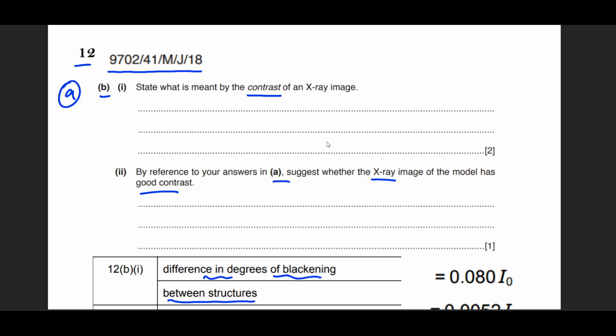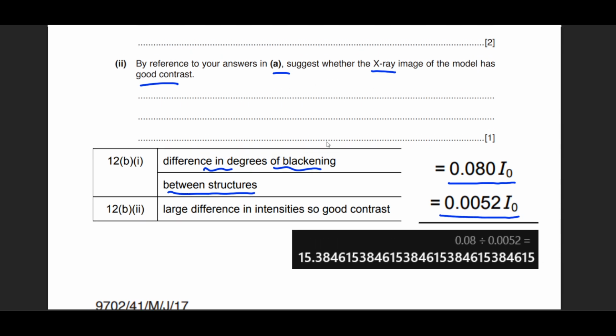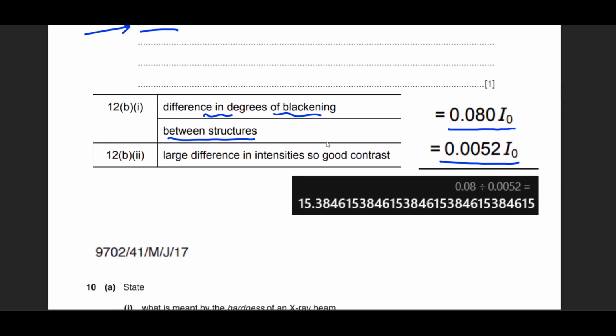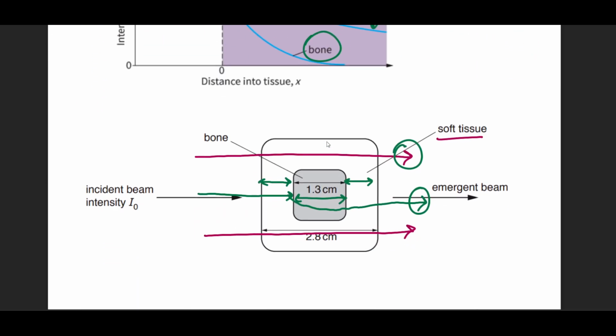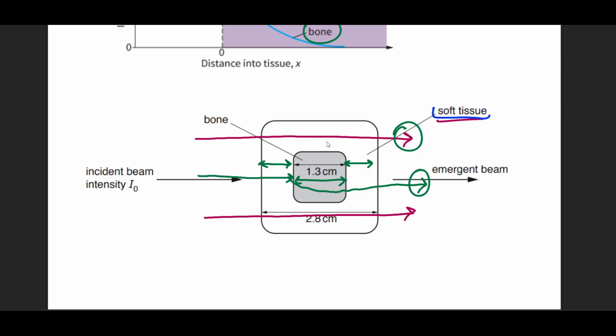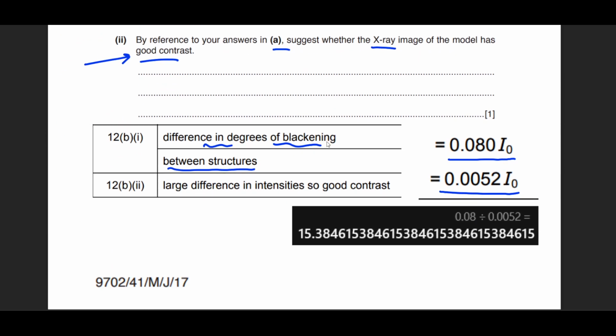In part A, there was a numerical question in which one part had this answer, the other part has this answer. How will you differentiate? How can you say with certainty that the image has a good contrast? You simply divide both answers. If the intensity that you received, let's say, from the soft tissue will have a higher answer, and the one that you received from the bone will have a smaller answer, so you divide this answer with this one, or the other way around, and you will see that the answer should be greater than 1 time.